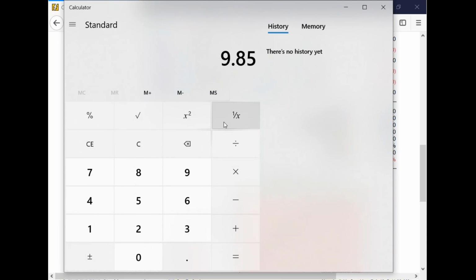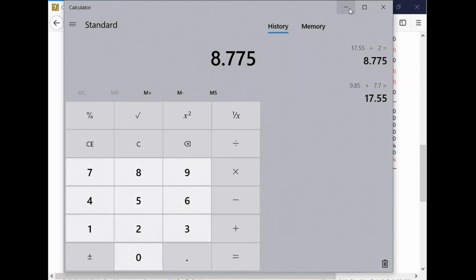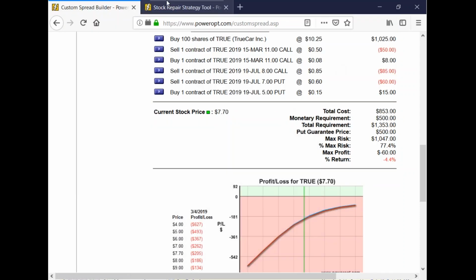But remember, after I buy back the call I sold, I have a value of $9.85 for my stock. So bought it at $10.25, took in the initial premium of 50 cents, paid 10 cents to buy it back, so we're at $9.85. And we add 770, buy another 100 shares. So now my average cost base is going to be $8.77. Let's call it $8.78, okay?